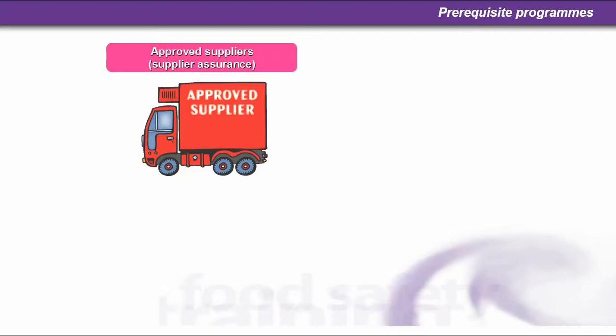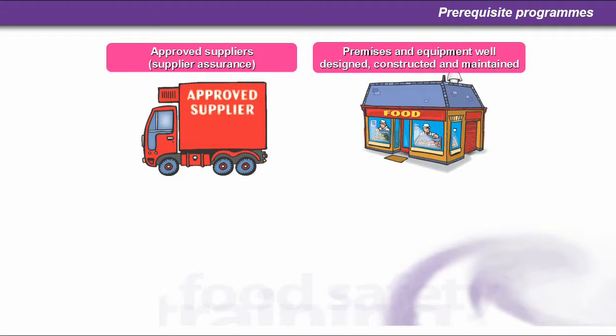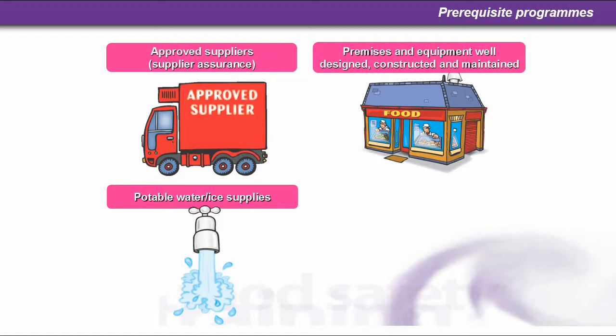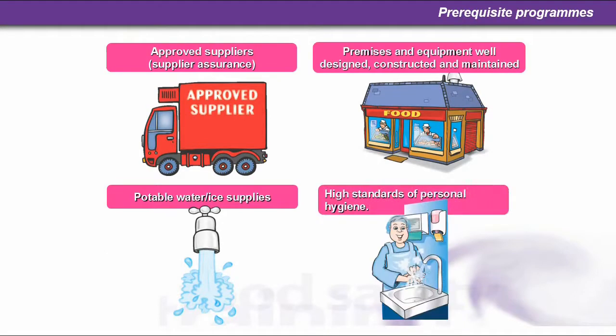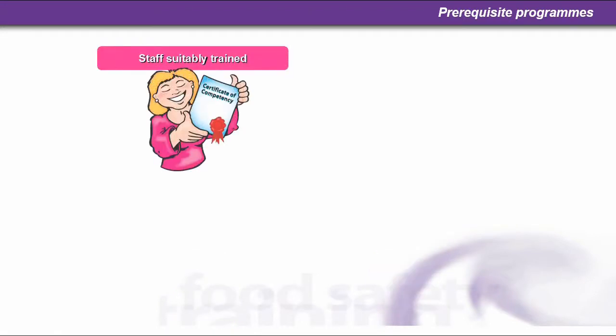Approved suppliers, i.e. supplier assurance. Premises and equipment well designed, constructed and maintained. Potable water and ice supplies. Ice comes from the same potable water, i.e. drinking water from the main supply, which has been chlorinated. High standards of personal hygiene. Staff suitably trained, and what the law states is that the staff must be trained commensurate with their work activities, so trained equally to the job that they do.